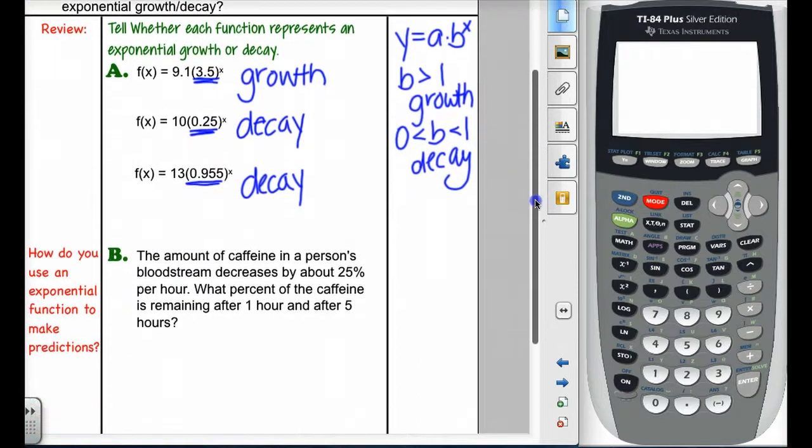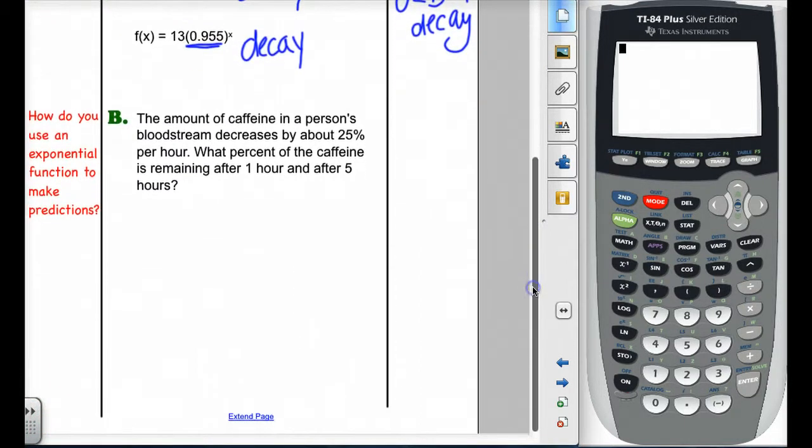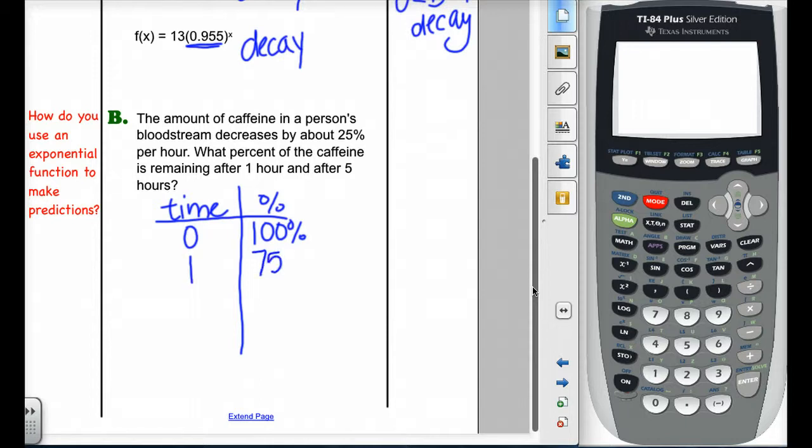Now, looking at this next one, we have the amount of caffeine in a person's bloodstream decreases by about 25% per hour. What percent of the caffeine is remaining after 1 hour and 5 hours? And a lot of you are probably thinking right now, well, I don't have an initial value. Well, this is where it makes a good opportunity to make a table. So if we do t representing time, and having the percent, when time is 0, when we start, we are at 100%. It decreases by 25% per hour. So after 1 hour, we're going to be down to 75%.